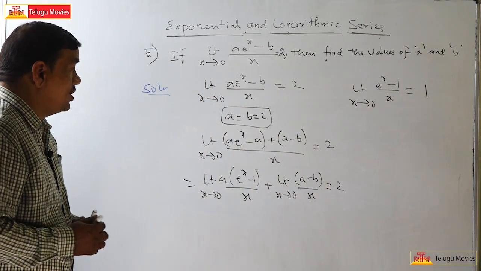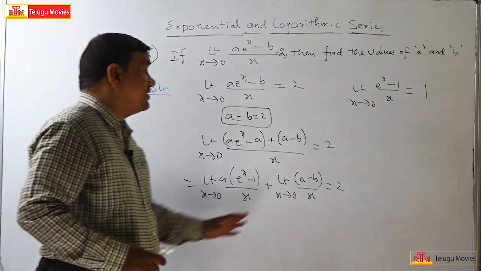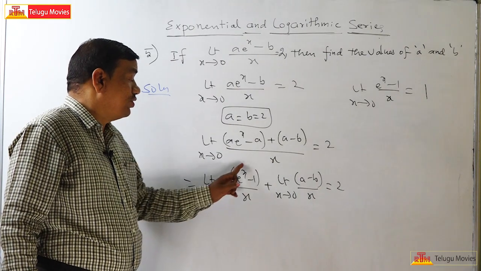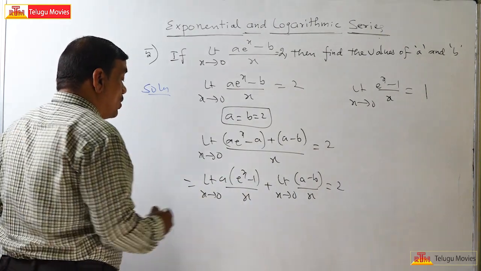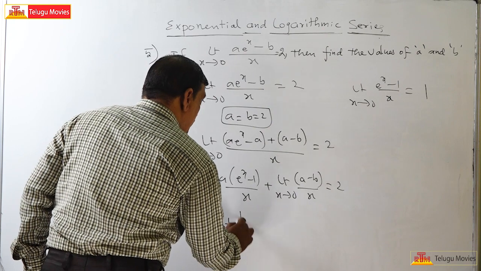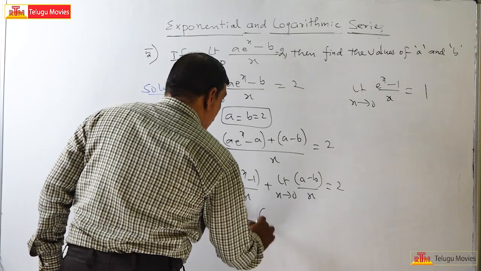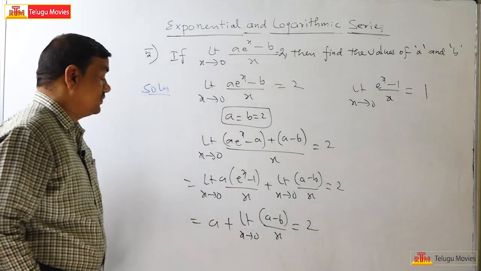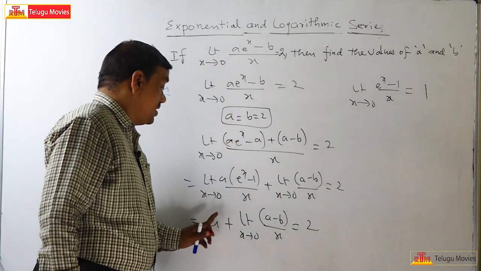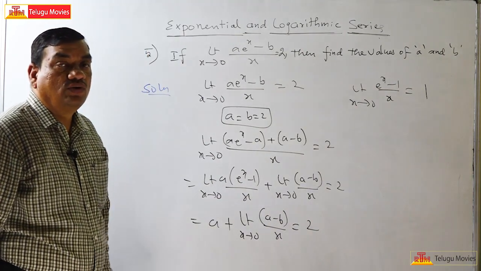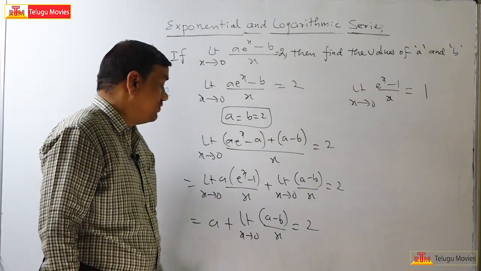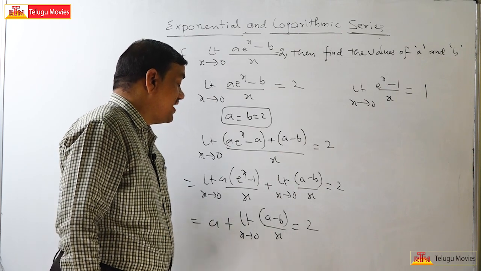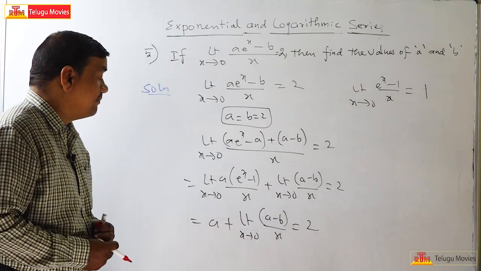Now, for the limit to exist, it already exists for this. Definitely limit x tends to 0, e power x minus 1 by x, the value is equal to how much? It is a plus limit x tends to 0, a minus b by x, which should be equal to 2. See here, definitely the a value should be equal to 2. Why? Because limit x tends to 0, a minus b by x should have some finite value.